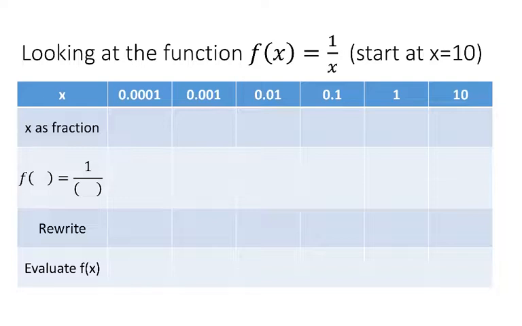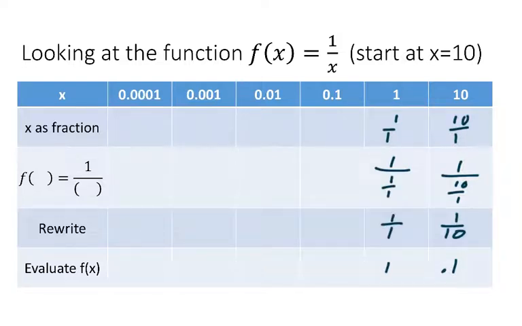So now let's look at this in function form with the function f of x is 1/x. We're going to start at x equals 10. So if I'm writing x as a fraction, I could think of it as 10/1. If I'm writing f as 1 over this, well, that's going to be 1 over 10/1. And then rewriting that, that's just 1/10. So then evaluating that, it's still 1/10 or 0.1. If I do this with 1, it's like 1/1, and then I've got 1 over 1/1, and then it's still 1/1. Simplified, which is just 1.